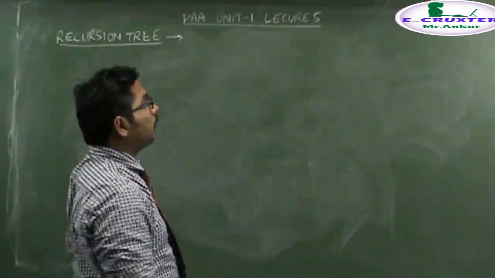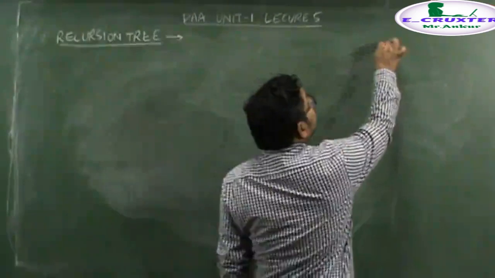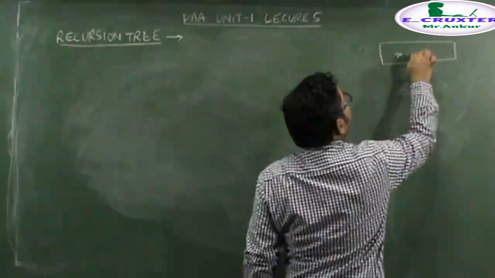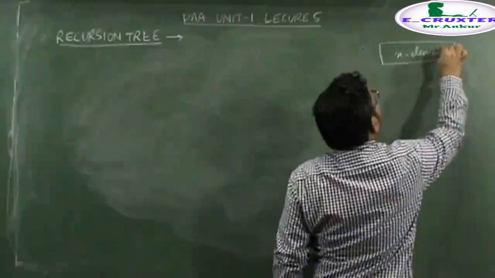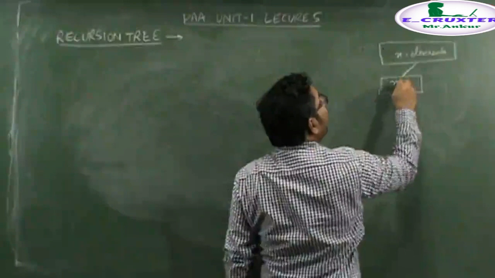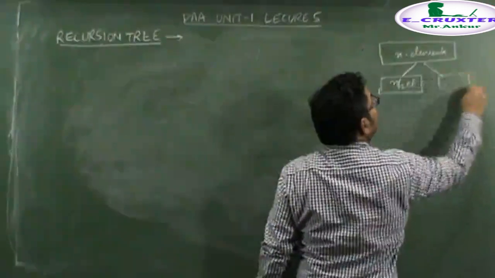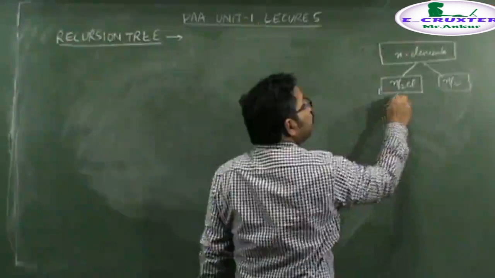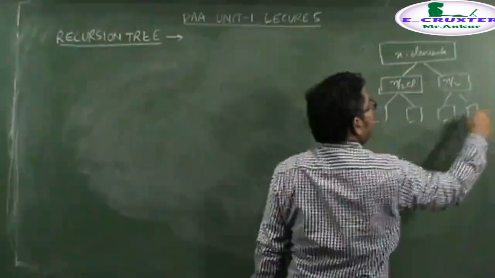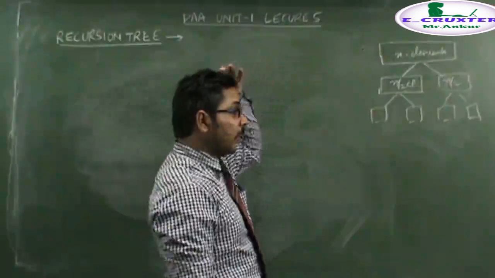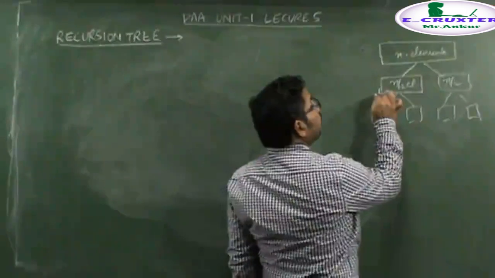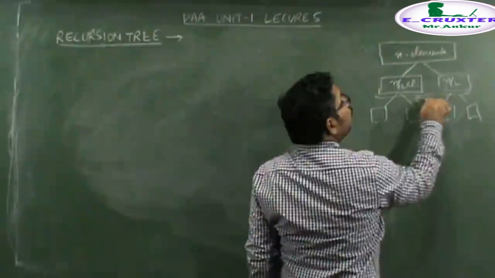When we were solving merge sort, we said that we are given an original problem with n elements, and we were dividing this problem into two subproblems, each having n by 2 elements. We kept dividing further till we got a single element array. And you notice that the total number of subproblems in each step was 2.